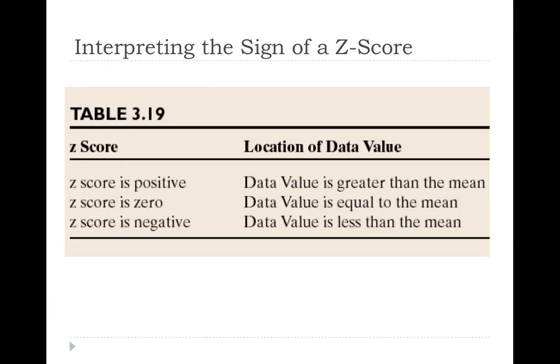Okay, interpreting z-scores. When the z-score is positive, it means that the data value is greater than the mean. So any z-score that comes out positive means that it falls on the right side of the mean, the data value is greater than the mean. If the z-score is 0, it means that the data value is equal to the mean. And if the z-score is negative, it means it falls on the left-hand side and it's less than the mean.